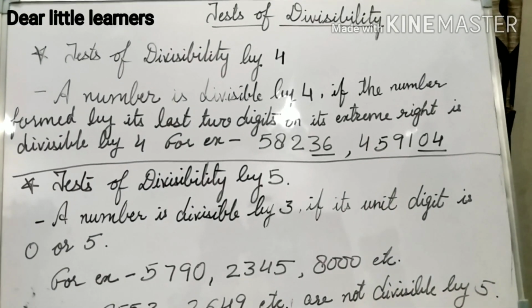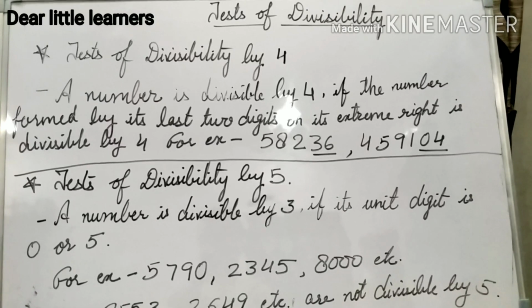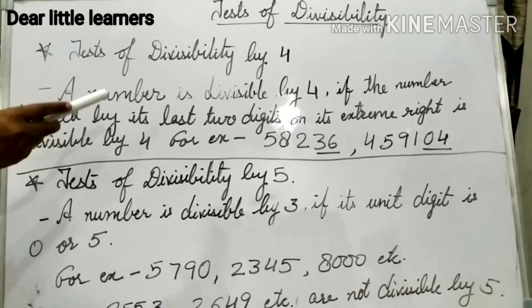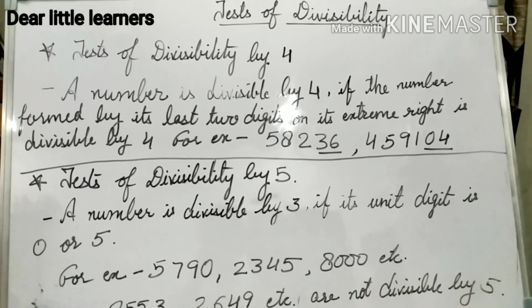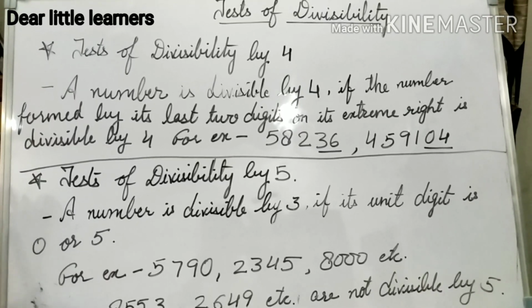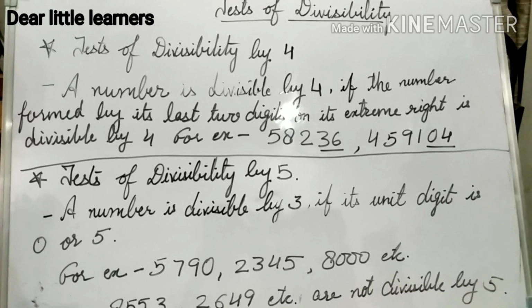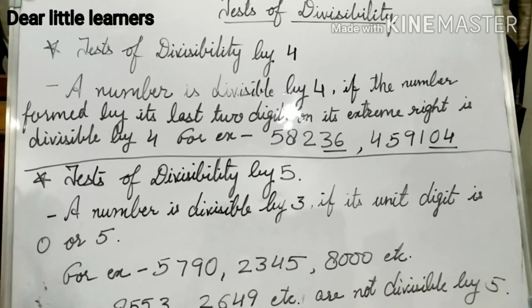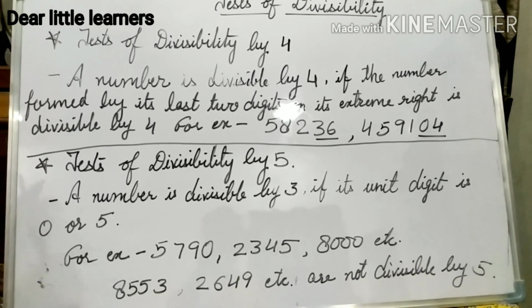Children, now the next divisibility test is test of divisibility by 4. According to this, a number is divisible by 4 if the number formed by its last two digits on its extreme right is divisible by 4. It means that if we have any number and we have to find out whether this number is divisible by 4 or not, we only need to take the last two digits of that number and check whether it is divisible by 4.